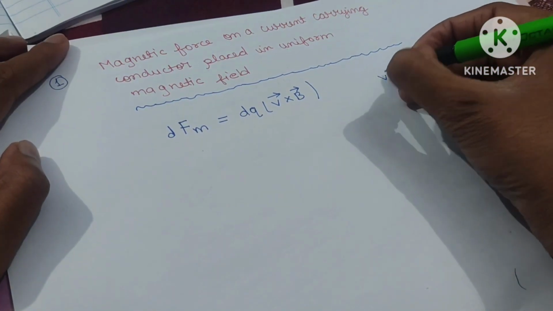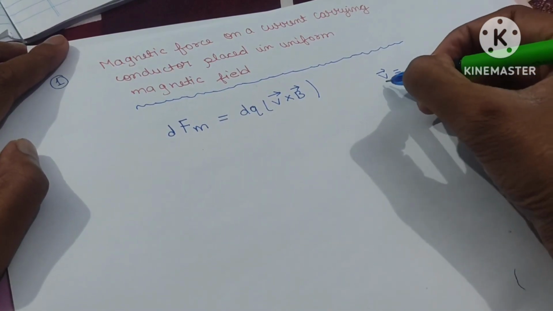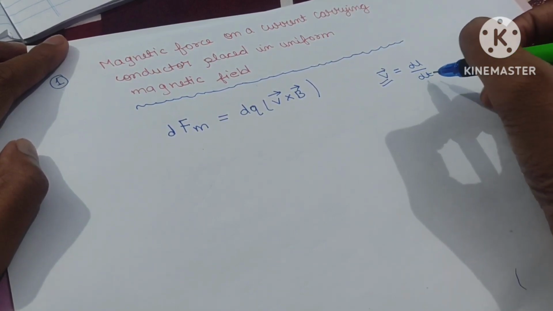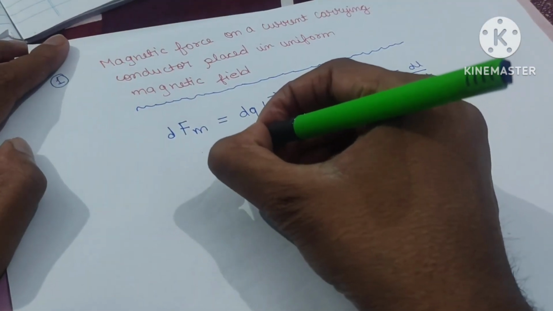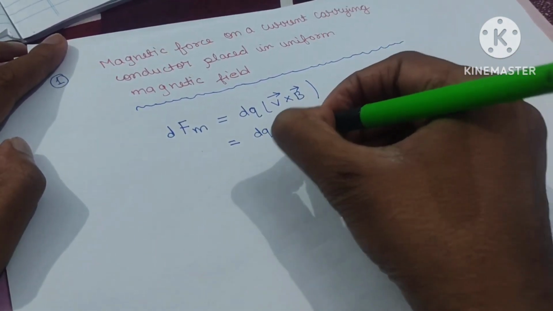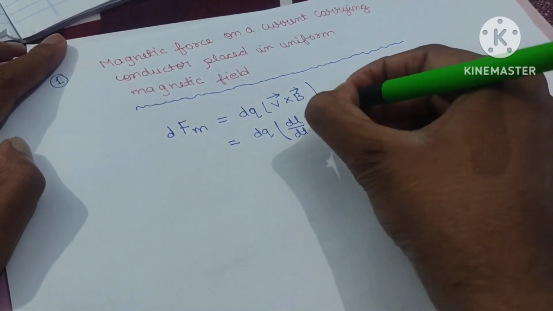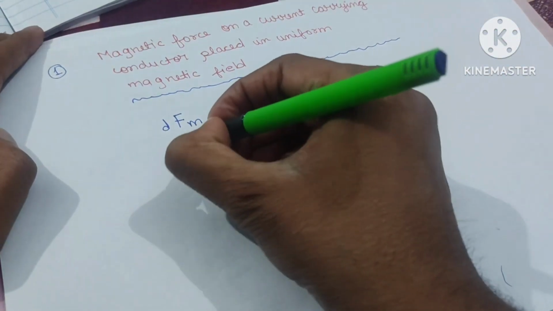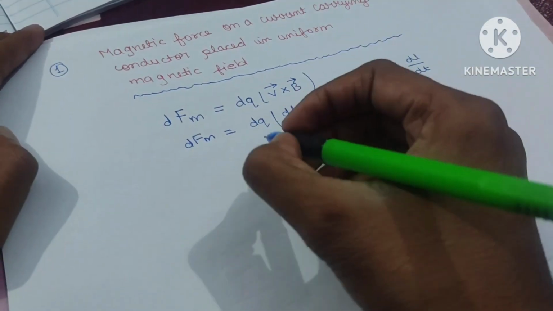We know that v is equal to dl by dt. Velocity is equal to dl by dt, the differentiation of distance with respect to time. This is the v. Now put this value here: B cross, dF. Now we'll take dt out.